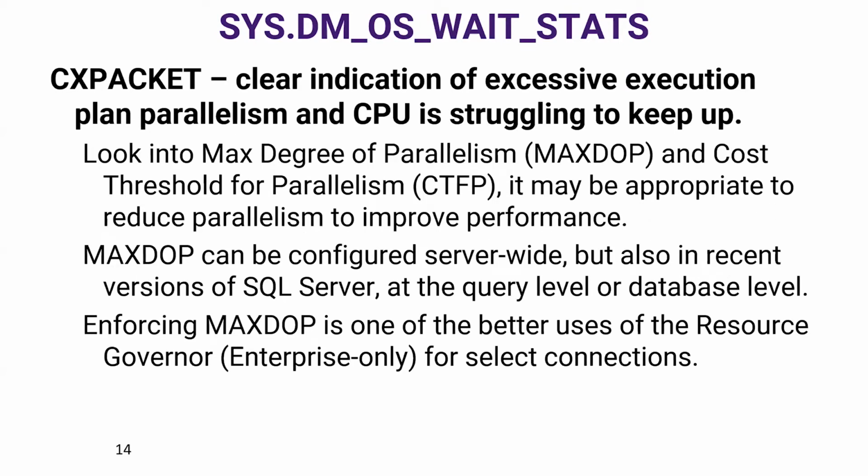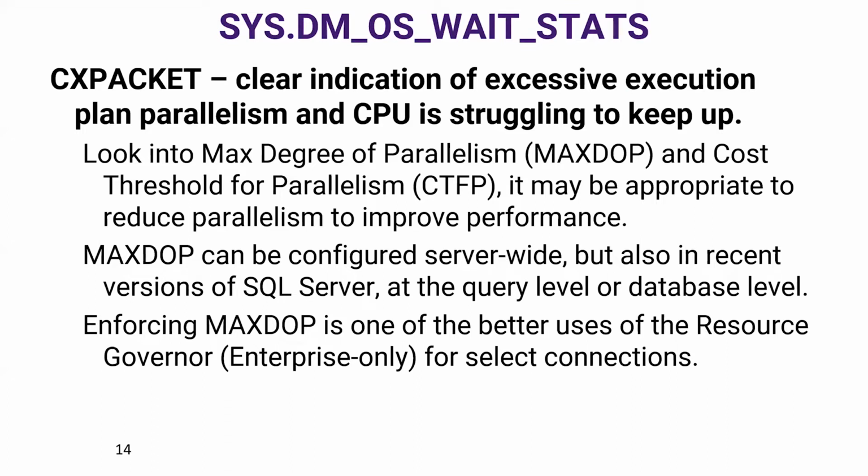CXPACKET. This is a clear indication of excessive execution plan parallelism, and the CPU is struggling to keep up. On a lot of servers out there, CXPACKET is the number one wait type. Is that necessarily a problem? No. Does it mean that we should try adjusting some dials to see if we can get more performance? Yeah.